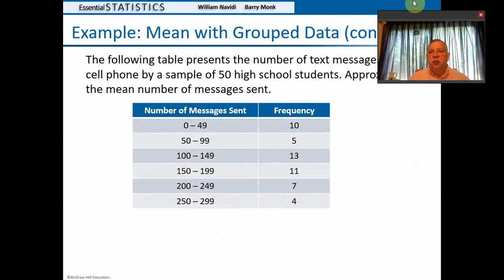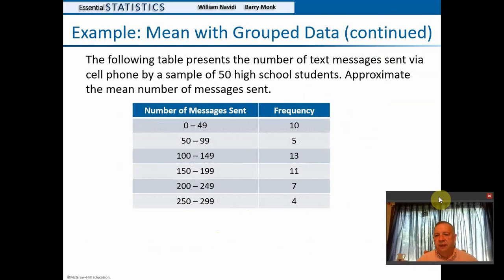So here's what we're going to do. Let me pull this thing down here. Here's my table, my group data. These were number of messages sent. The following table represents the number of text messages sent by a cell phone by a sample of 50 high school students. Approximate the mean number of messages sent, the average number of messages among all 50 using this grouping of data.